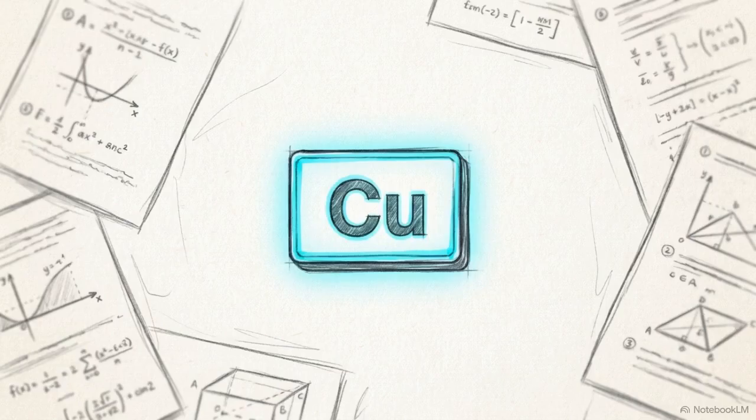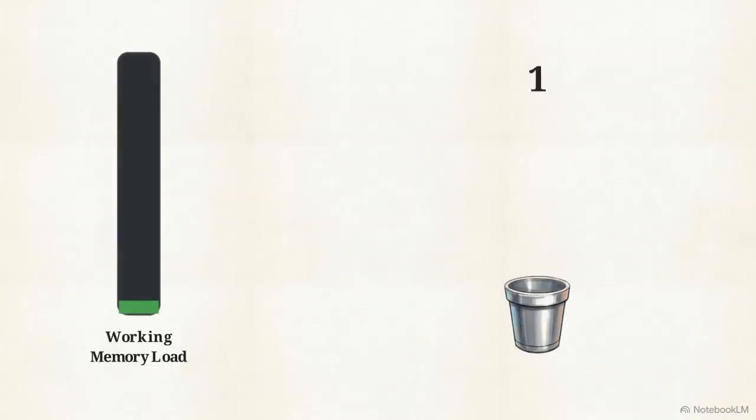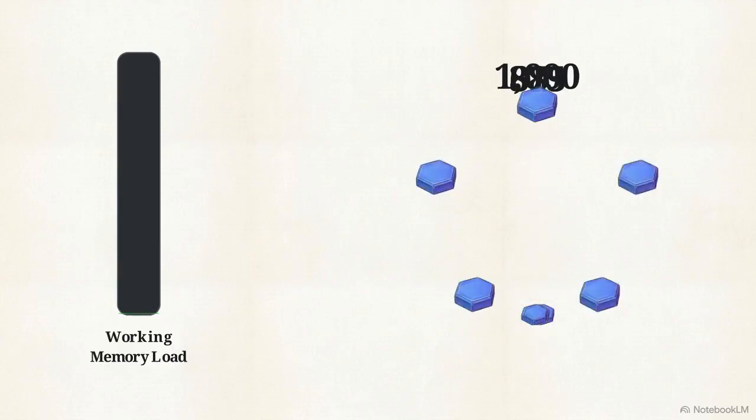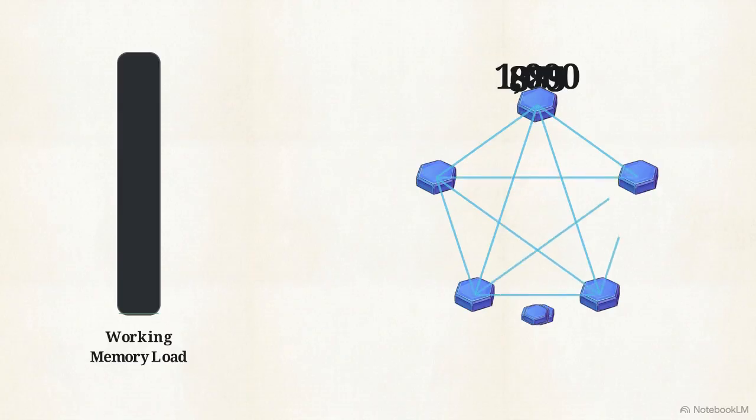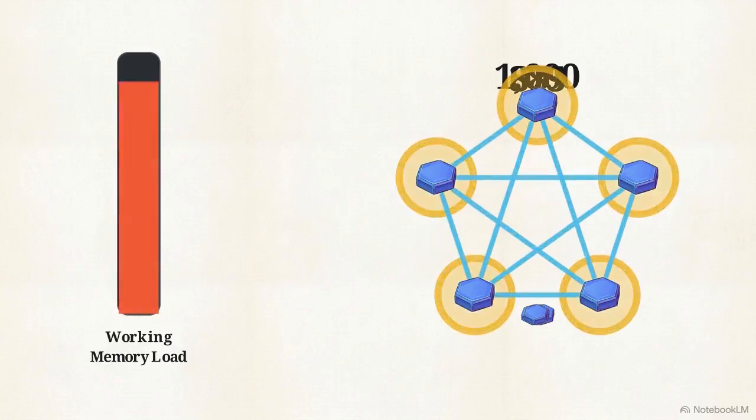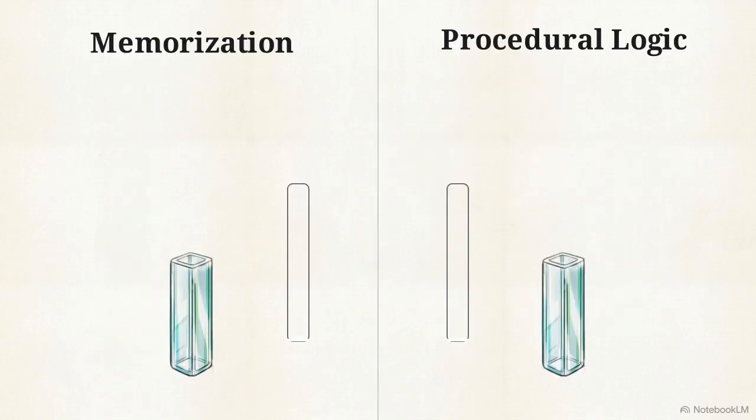An element is any single piece of information, schema, or symbol that needs to be processed. The total number of elements does not dictate the load on working memory. The primary variable is element interactivity. Element interactivity measures the degree to which different elements must be processed simultaneously because they are logically dependent on one another. This diagram compares a memorization task against a procedural logic task.